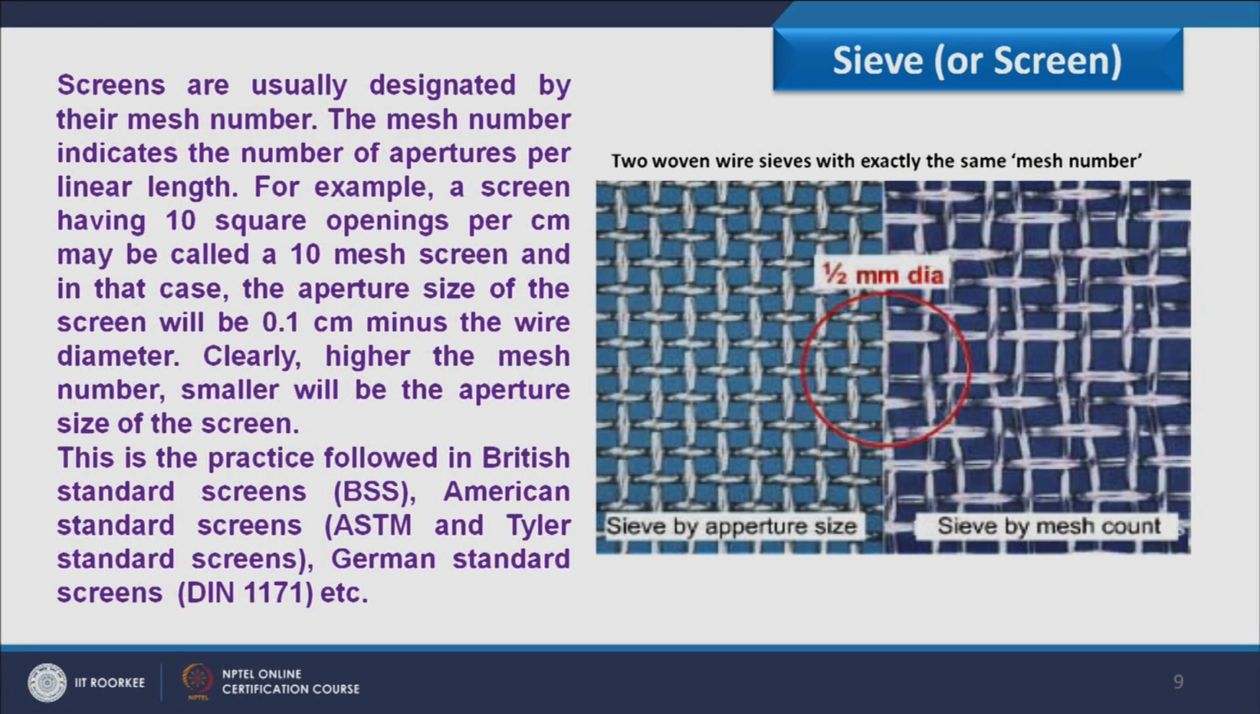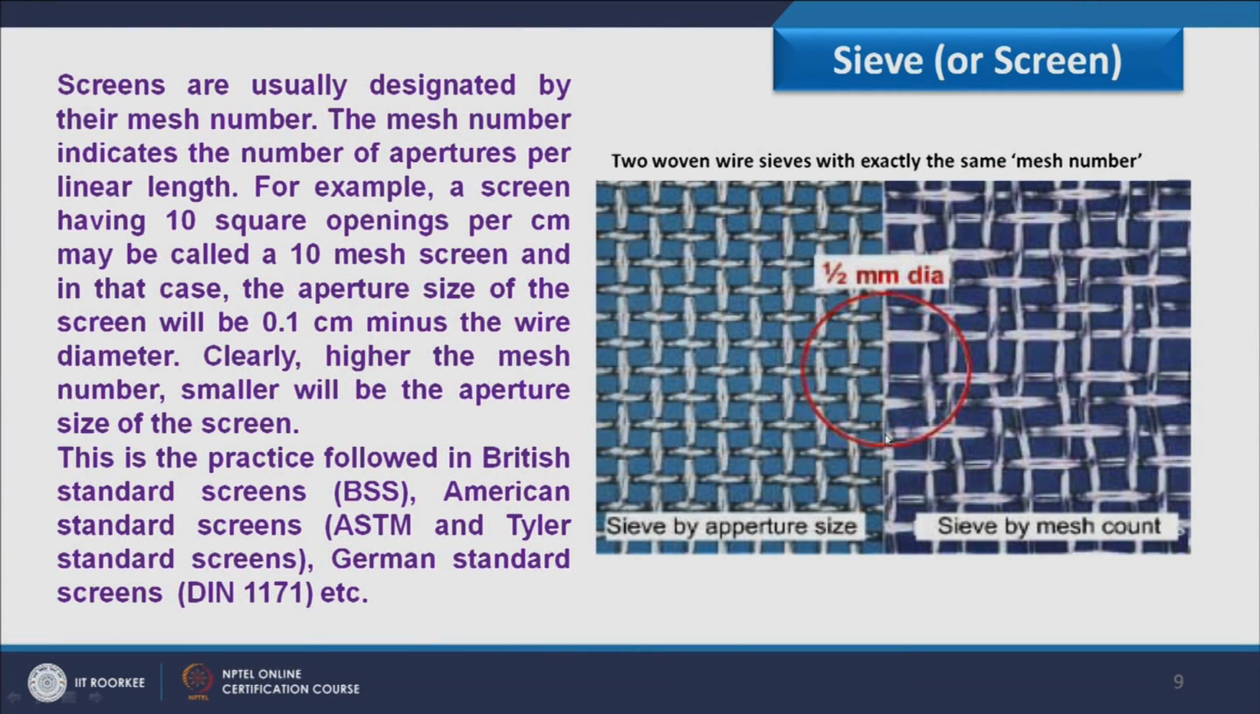But if you see the right figure, some openings are larger, some openings are smaller. So, obviously the material which will pass through this particular screen will not be uniform. However, if I consider the left screen, all the material which passes through it will be of uniform size. So, this figure basically asks: instead of mesh number, do I have any other representation for the screen? The answer is yes.